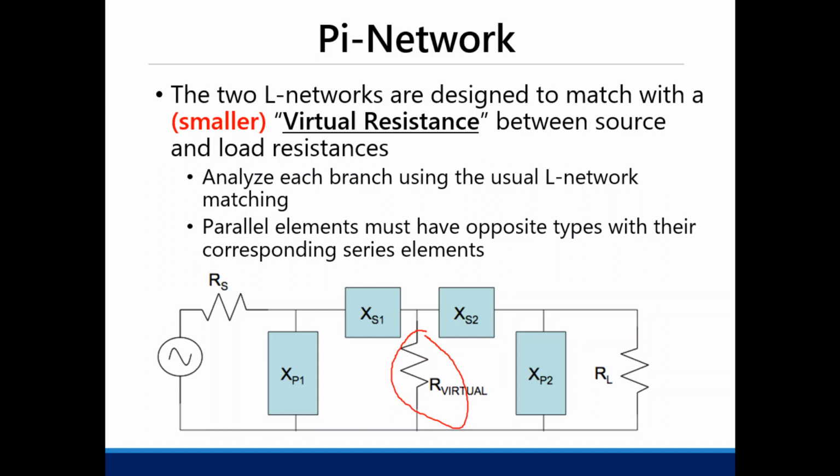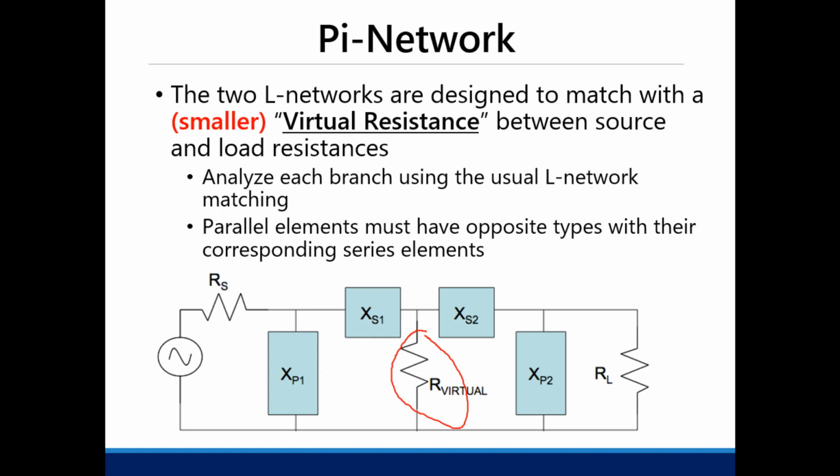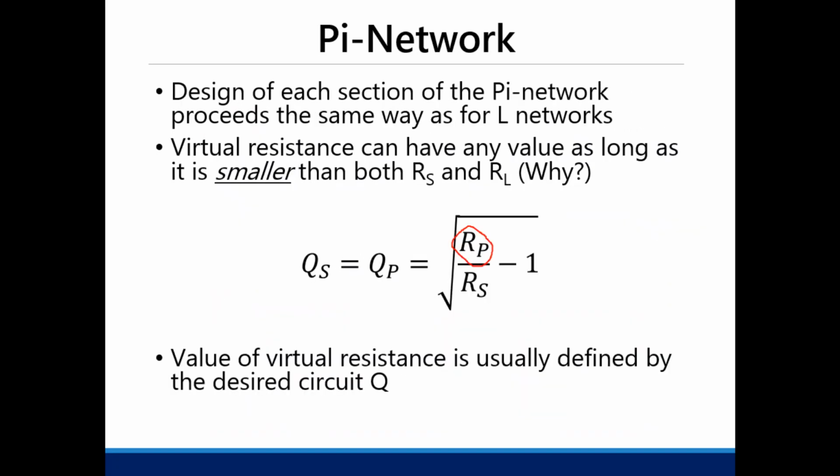So for the design of each section of the pi network, you will first need to define a virtual resistance at which you want a specified Q. So the virtual resistance is equal to the series resistance, sorry, not the parallel one. And this virtual resistance needs to be smaller than both RS and RL. So why is this so?